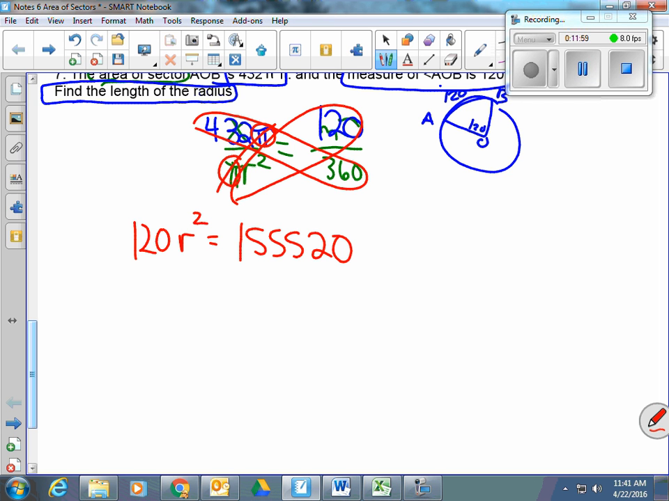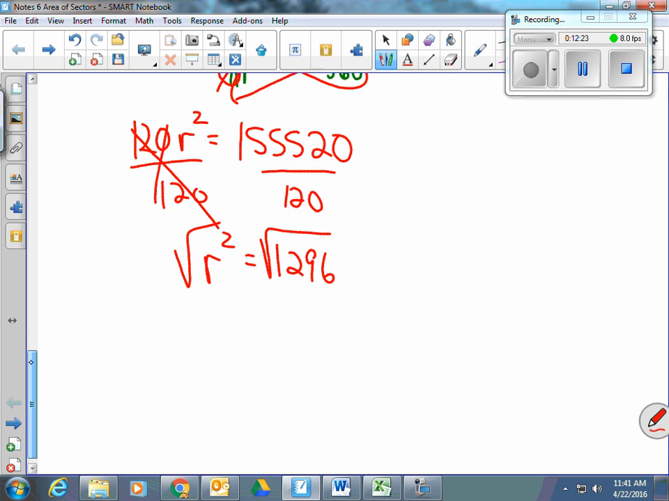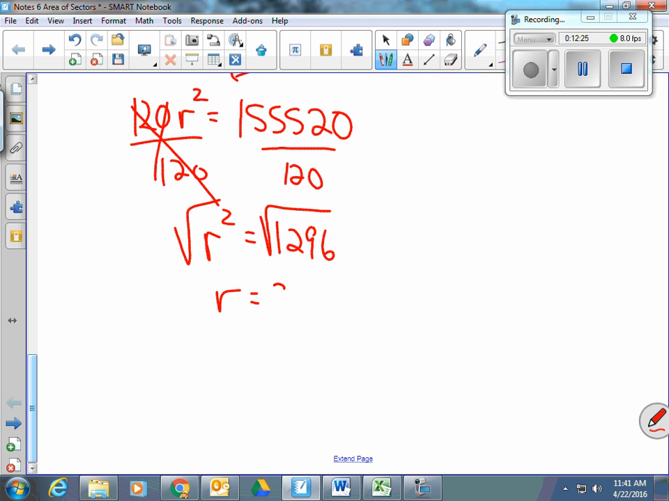Now what? What do I need to do now to solve this? Divide by 120? Absolutely. So now I have r squared is equal to, what does that give me? Good, 1296. Now what? Very good. You take the square root. This is like the last step of a Pythagorean theorem problem, right? So now I know that r is equal to 36.